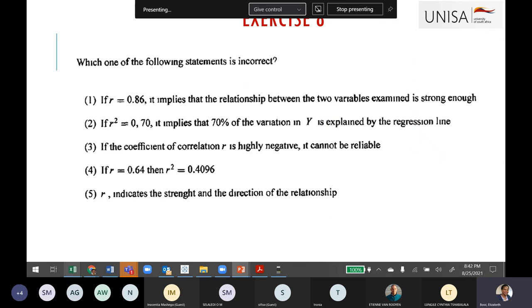Which one of the following statements is incorrect? If R is equal to 86% or 0.86, it implies that the relationship between the two variables examined is strong enough. If R squared is equal to 0.7, it implies that 70% of the variation in Y is explained by the regression line. Number three, if the coefficient of correlation R is highly negative, it cannot be reliable. Number four, if R is equal to 0.64, then R squared is equal to 0.4096. Number five, R indicates the strength and the direction of a relationship.